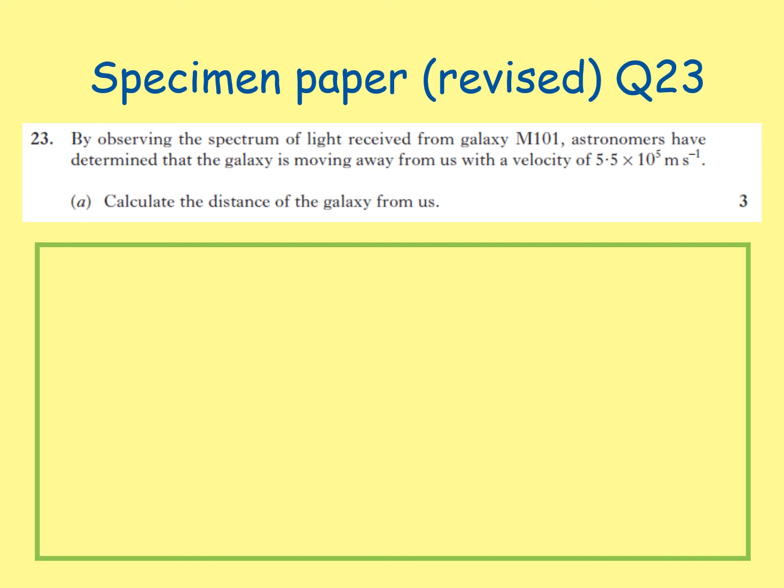So again, we want to use our Hubble's law equation. We've got V equals H0 d. We've been given the velocity, that's 5.5 times 10 to the 5. We know our Hubble's constant, that's 2.3 times 10 to the minus 18, and this is multiplied by d. Rearranging this gives our velocity divided by our Hubble's constant, which is 2.39 times 10 to the 23 meters.